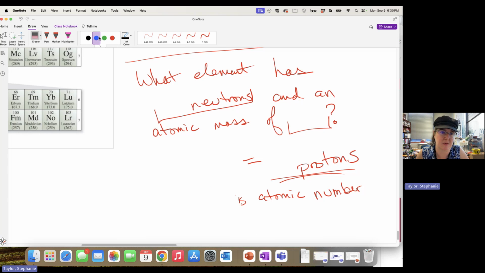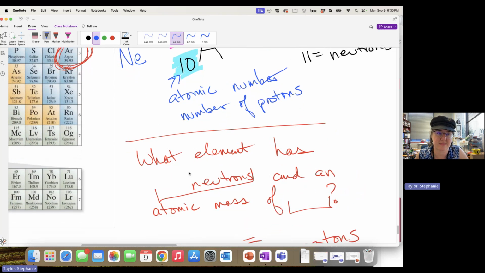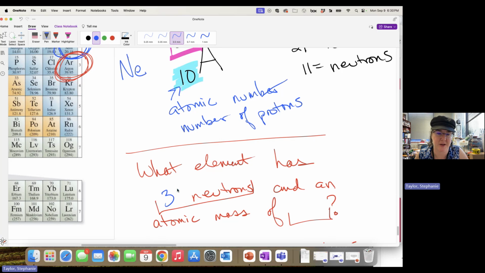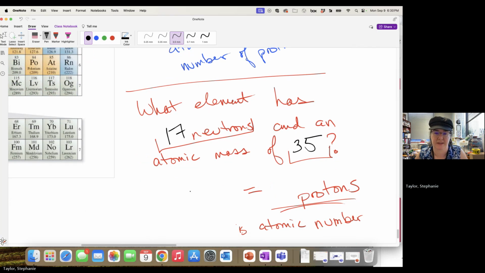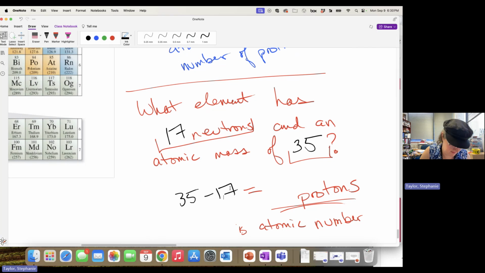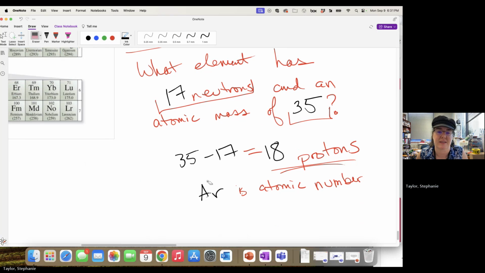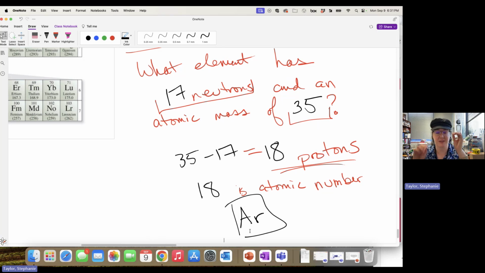I'm mad at me. Hold on. An odd number. Nope. 17 neutrons, atomic mass of 35. 35 minus 17. Now we have 18 protons. Now 18 is the atomic number. So 18 is my atomic number, not 17. I feel better about this. Argon is what I'm looking for. So I still got argon. Sorry, I did not like the fact that I used the number 18 over and over again, so I had to fix that to make me feel better.